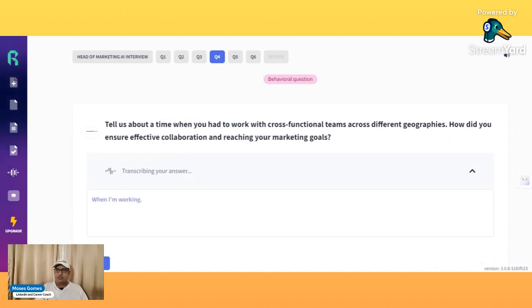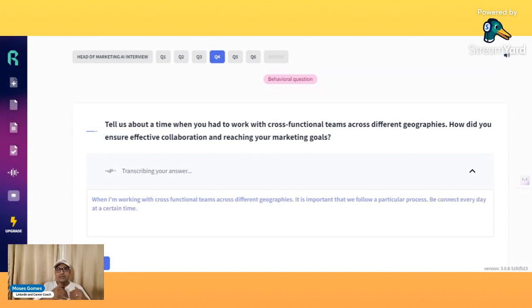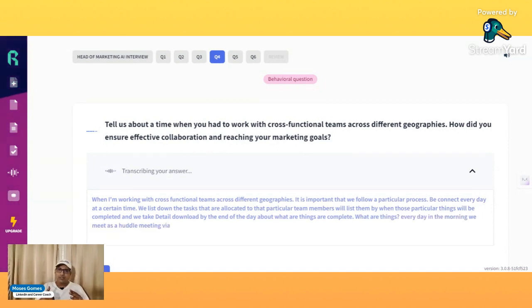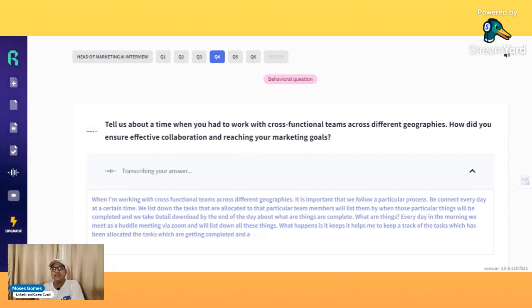When I'm working with cross-functional teams across different geographies, it is important that we follow a particular process wherein we connect every day at a certain time. We list down the tasks that are allocated to the team members. We list down by when those things will be completed, and we take a detailed download by the end of the day about what things are complete and what things are pending. So every day in the morning we meet as a huddle meeting via Zoom, and we list down all these things. It helps me keep track of the tasks which have been allocated, the tasks which are getting completed, and the tasks which are pending, and the reasons why these are pending. And if I need to reprioritize, I can reprioritize.